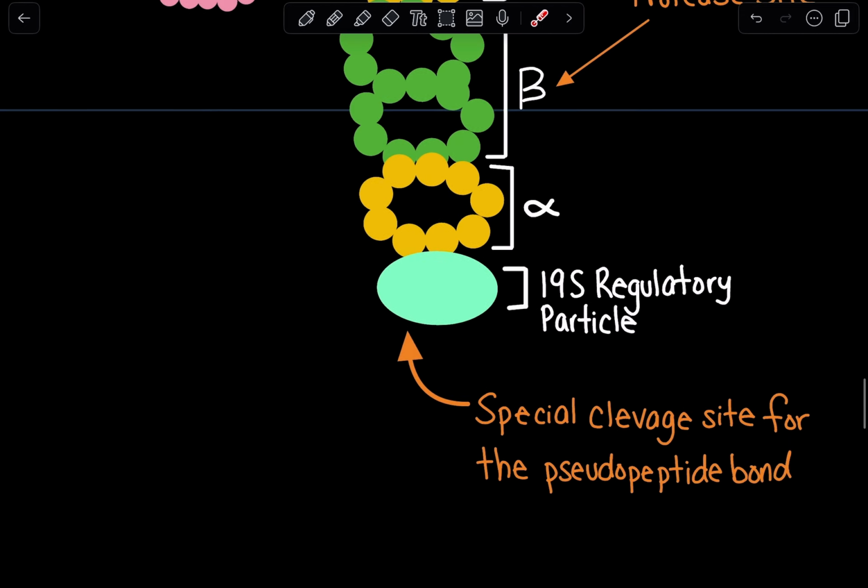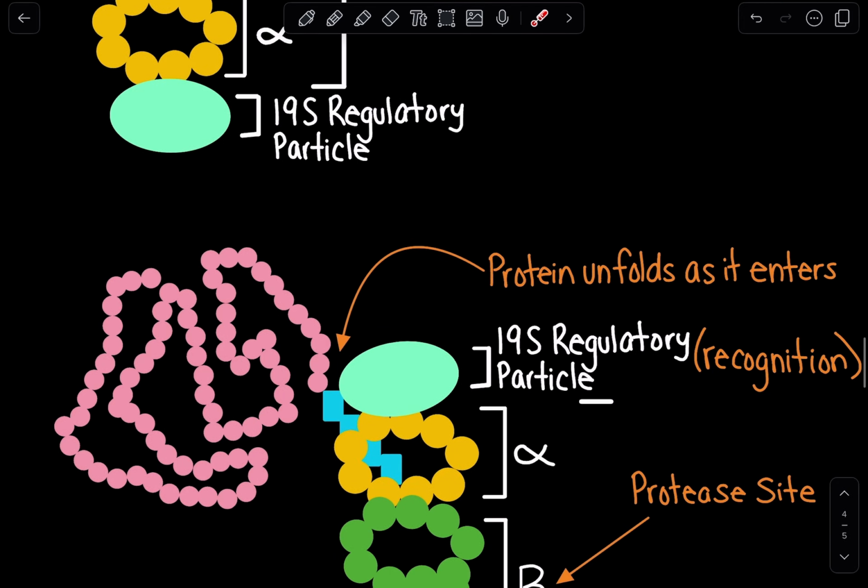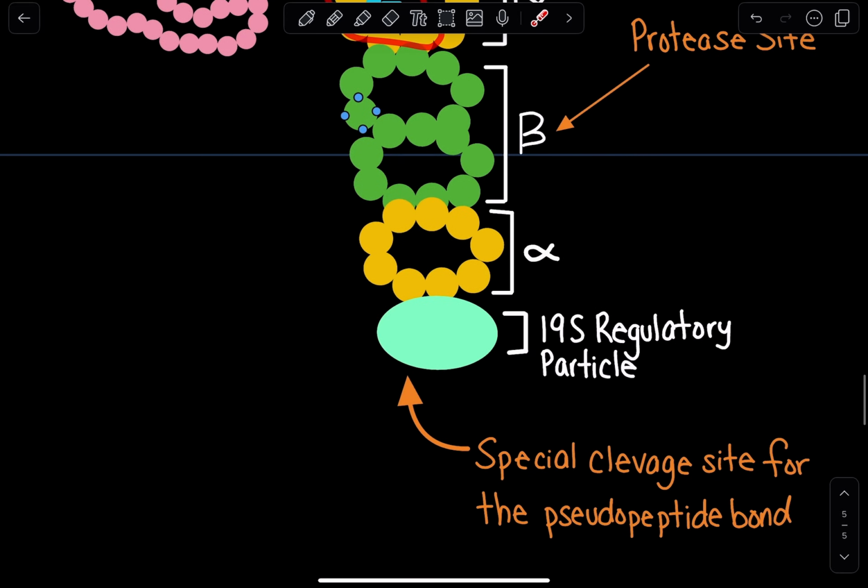Now, what's important to note over here is that down here at the 19S regulatory particle, we have a special cleavage site for the pseudopeptide bonds because we want to recycle those ubiquitins for another round of ubiquitination. We don't want to lose these guys, so we have a special cleavage site for the pseudopeptide bonds.